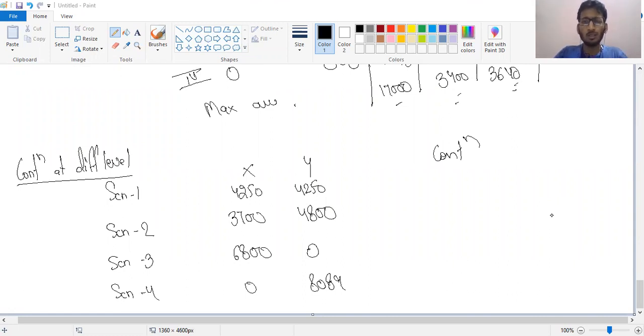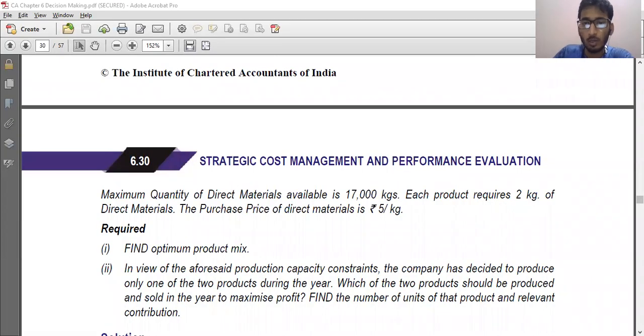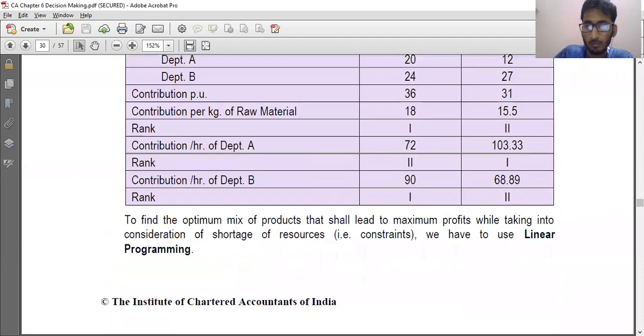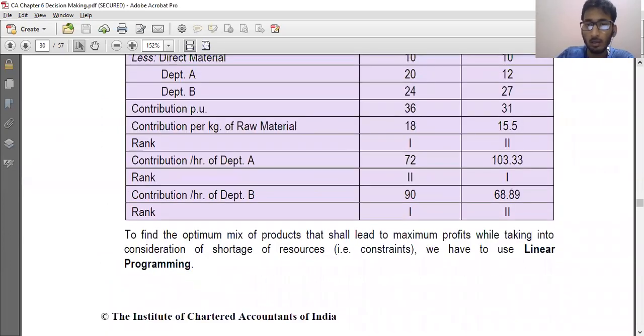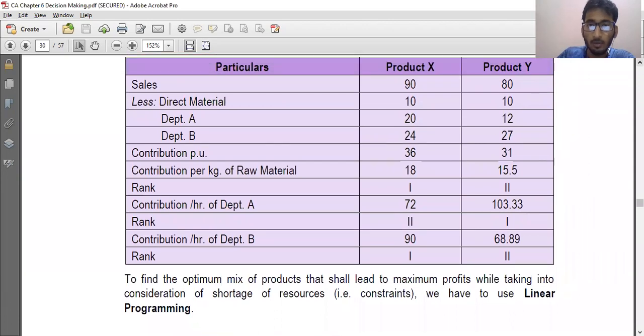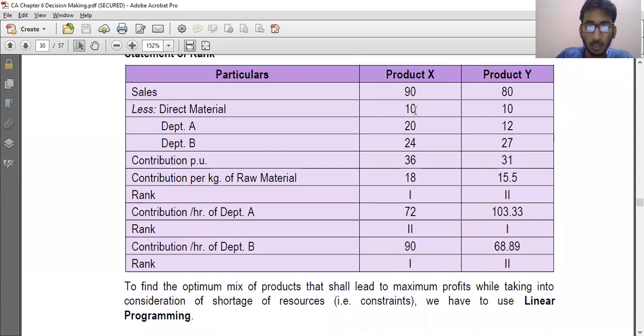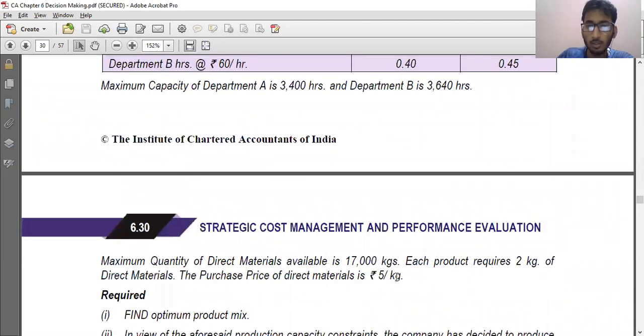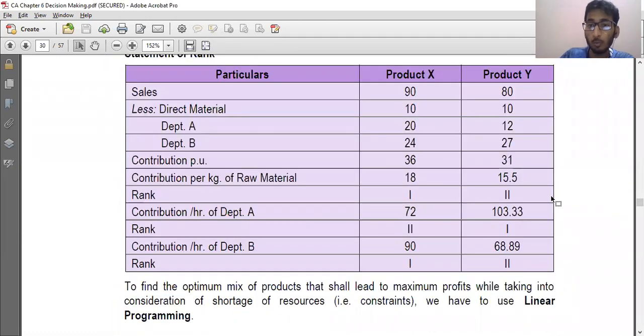Okay, so I don't think it's that difficult. Let's see it over here only, because I do not have much space in my sheet. Basically, we are given the direct material, which is 10. How 10? The price is 5 rupees per kg, and we require 2 kg of material for product X and product Y. So 10 and 10 would be there.